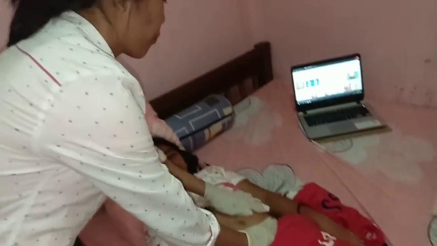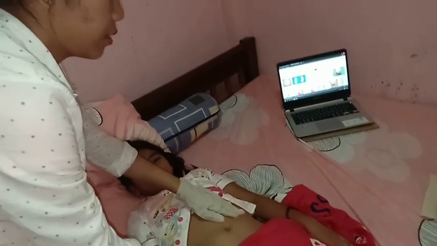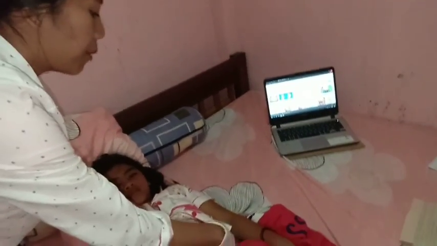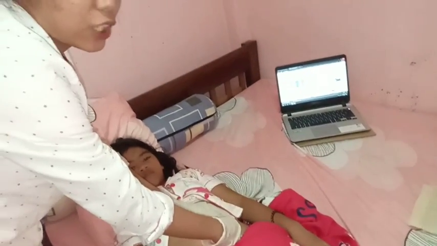So let's now proceed to the referred rebound tenderness. For the referred rebound tenderness, I'm going to position my hands at the left lower quadrant. So here, and then palpate deeply and quickly release.